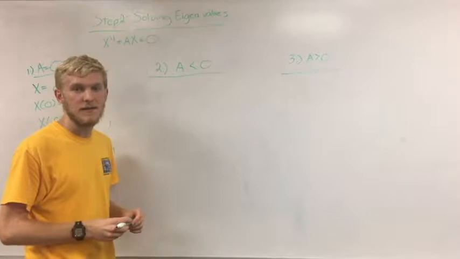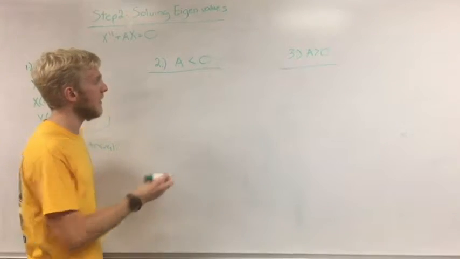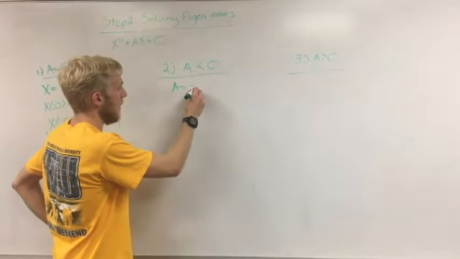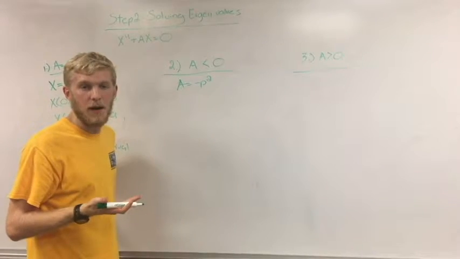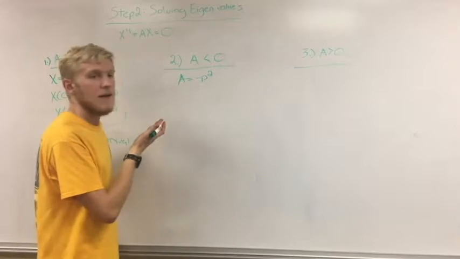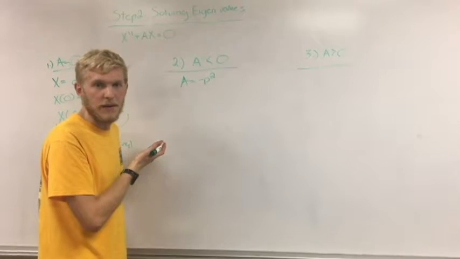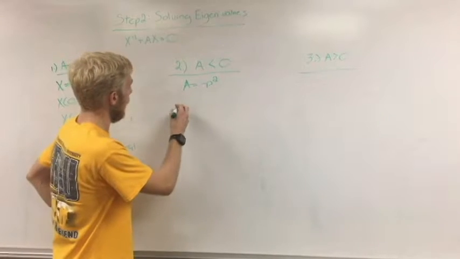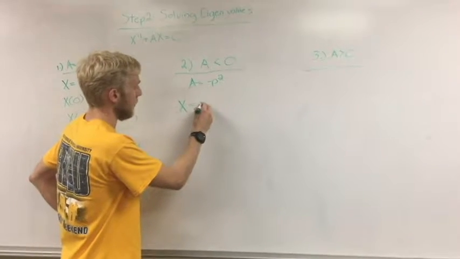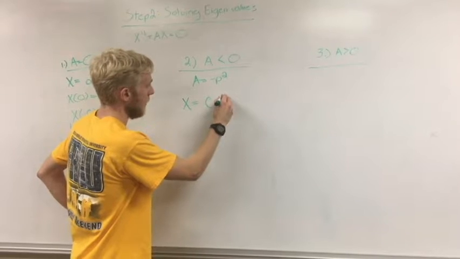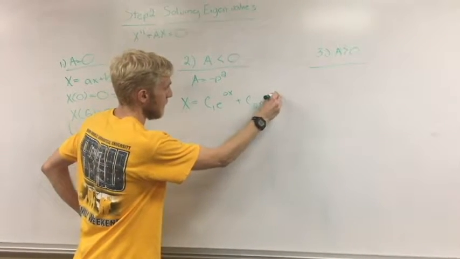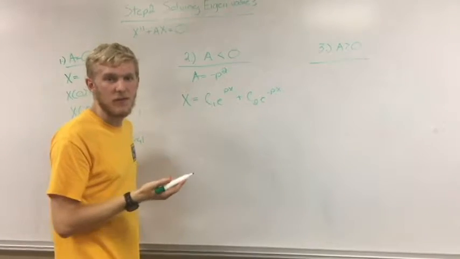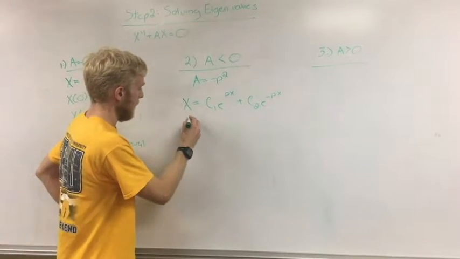From here, we move on to seeing if a is less than 0. In this case, we set a equal to negative p squared. This is just a convention we use to make our lives easier. Then, solving the characteristic equation, it yields that X is equal to c1 e to the px plus c2 e to the negative px, where c1 and c2 are again just constants.